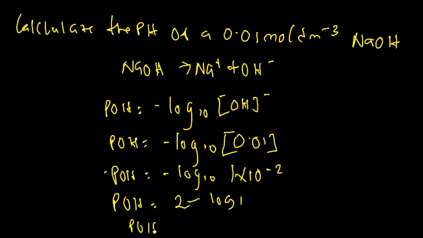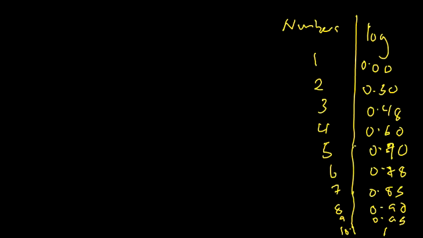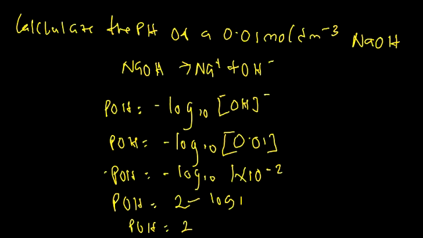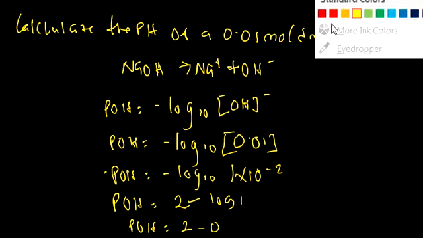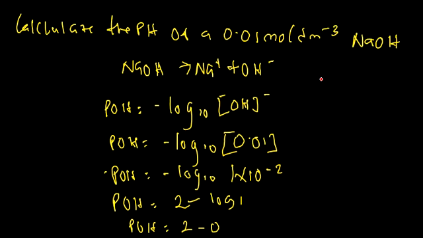Let's go and check our logarithm table. Log 1 should be 0. Log 1 is what? 0. Let's go back. So that will be 2 minus 0. Let me use a new ink so that it will be very distinct. So seeing that pOH will be equals to what? 2.